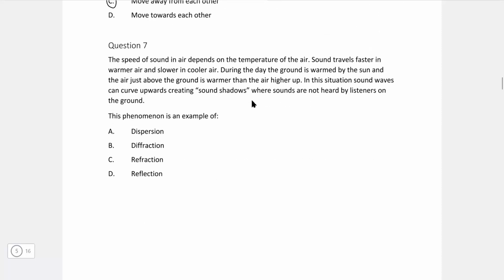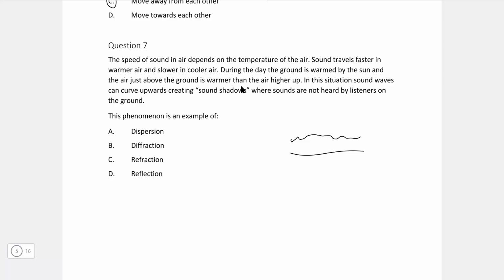Okay, question 7. The speed of sound in air depends on the temperature of the air. Sound travels faster in warmer air and slower in cooler air. During the day, the ground is warmed by the sun and the air just above the ground is warmer. Okay, so here's the ground and the air here is warmer than the air higher up. In this situation, sound waves can curve upwards, creating sound shadows, where sounds are not heard by listeners on the ground.